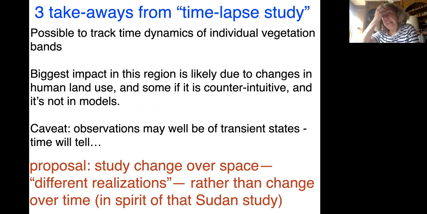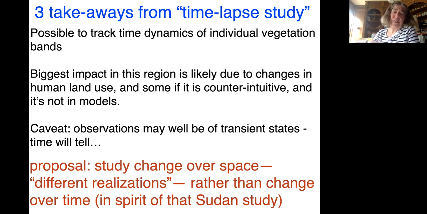Okay, so I just want to finish up by going back to model studies. Just to summarize from analyzing these satellite images, he demonstrated that it's possible to track the dynamics of individual vegetation bands over that 50-year period, although with only sparse data points early on, and that he found that the biggest impact in this region is likely due to changes in human land use.